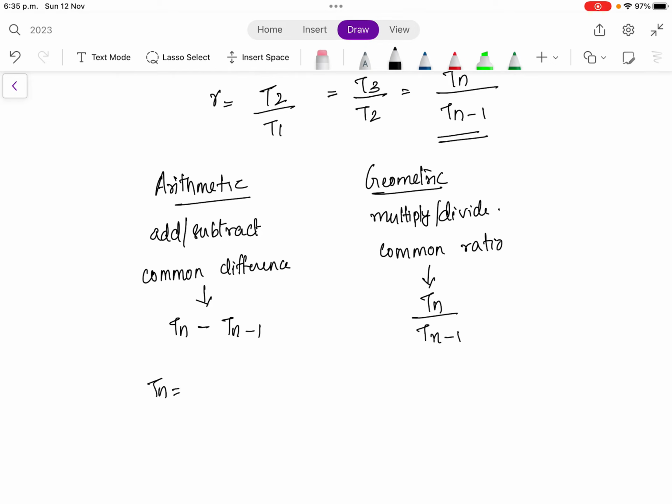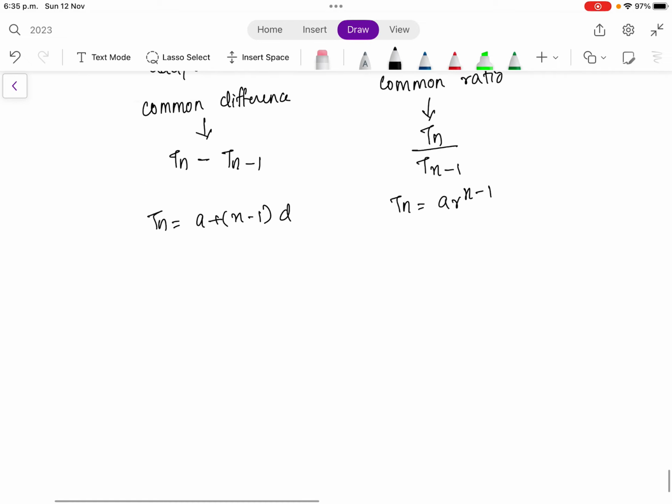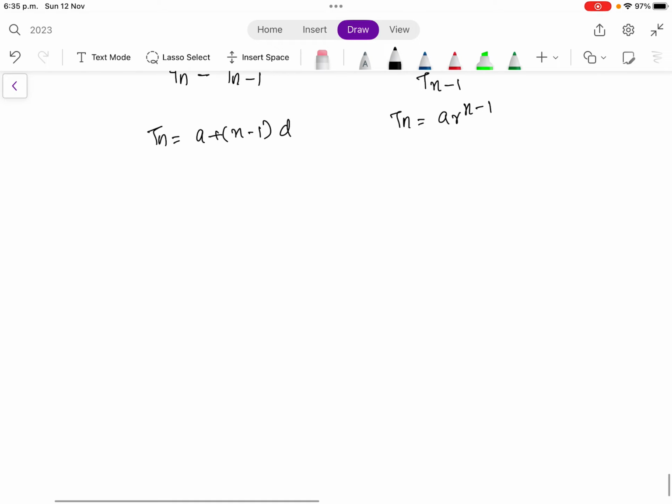And what is the nth term in the arithmetic series? It is a plus n minus 1 into d. And in the case of a geometric series, it is ar to the power of n minus 1. Okay, this is the difference between arithmetic and geometric series. So let's try some questions out of this.